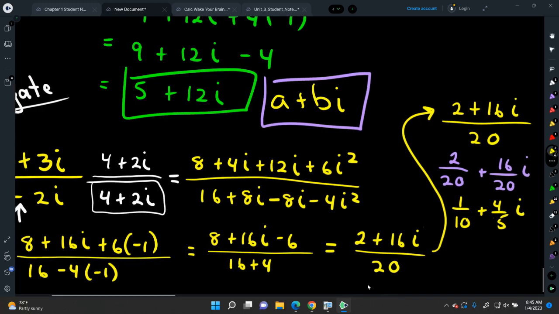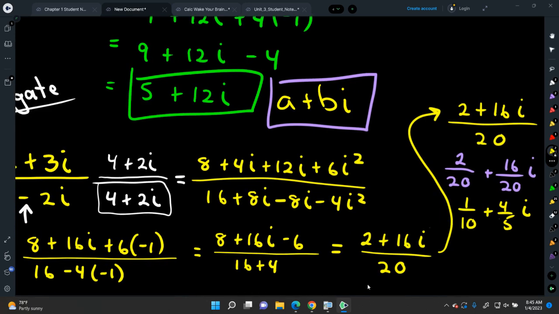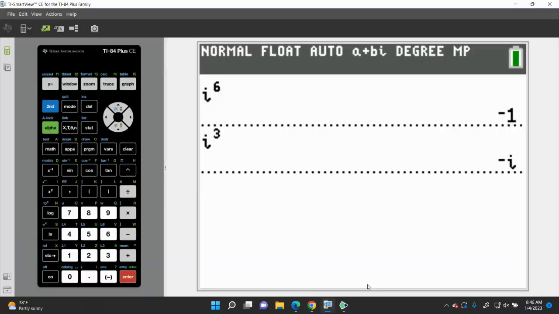Questions on what we did? Okay, give me a fist of 5. Okay, good. Let me show you how you can check your answer on your calculator. I still want you to do the work like this, but you can check yourself on the calculator.